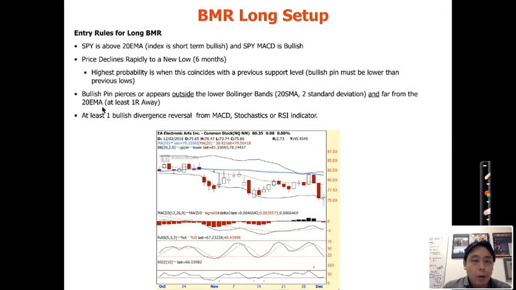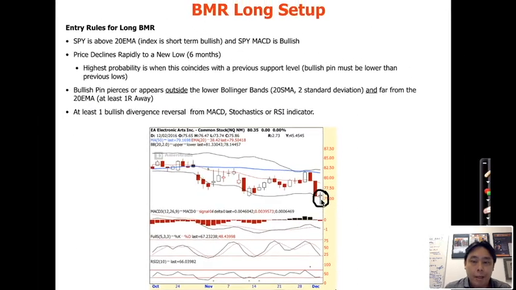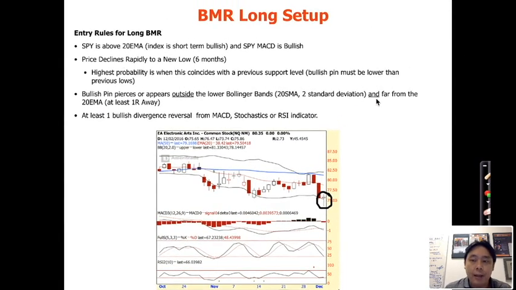Next, we want a bullish pin bar to pierce the lower Bollinger Band, or to appear outside the lower Bollinger Band. So in this case, we have a bullish pin bar that pierces the lower Bollinger Band. It must be far enough away from the 20 exponential moving average.